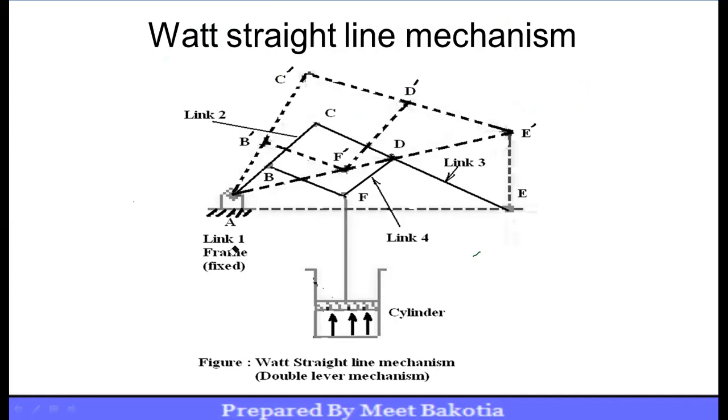Now, starting with this mechanism, this is also called the double lever mechanism. The reason we'll see is, what are the levers, the 2 levers that we have. Let us first start by seeing the 4 links that we are going to have. The first link is link number 1, right? I will call it the fixed link A. The fixed link A is the first link.